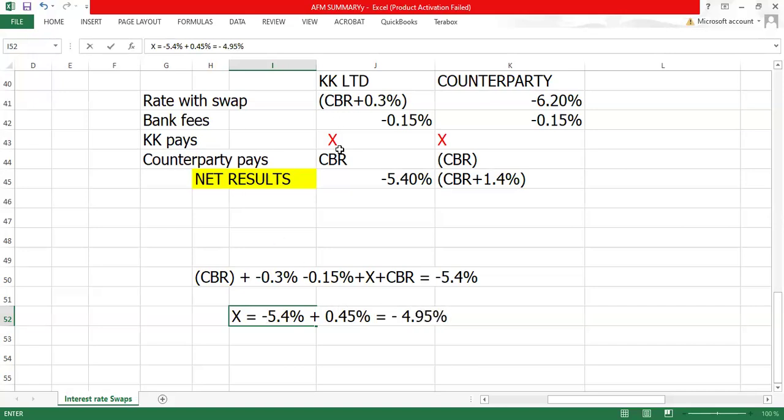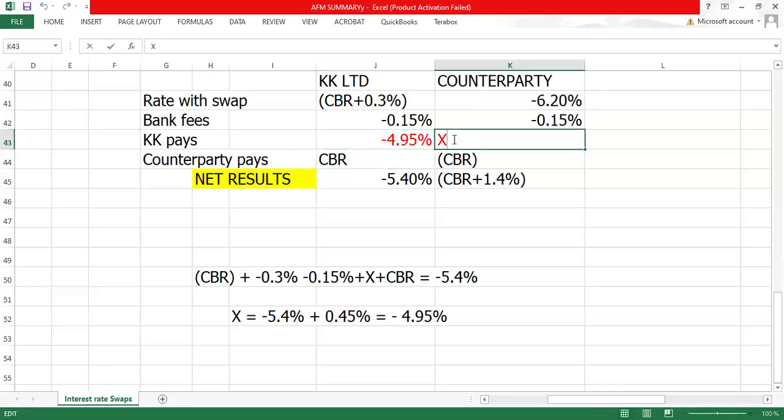So that's what you put here. That's what you put here. It's a negative, so it's negative 4.995%. Because this is negative, automatically this one will be what? It will be a positive. You just change the sign. Even if you do the working, you will realize that you get this.